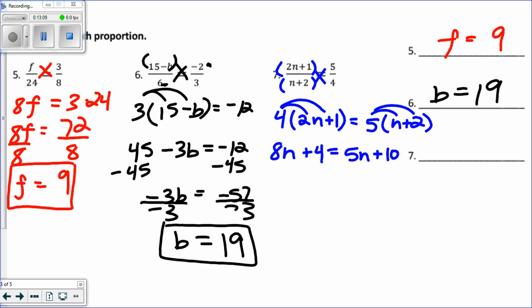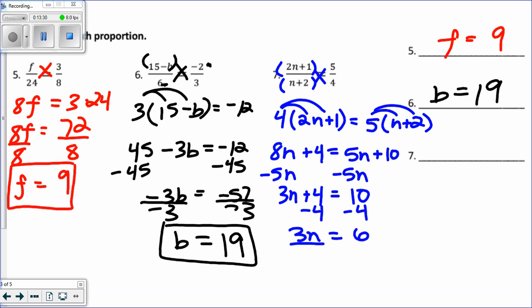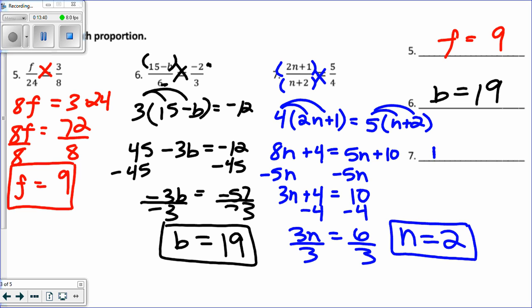I am going to subtract 5n from both sides to get all my n's on one side. So I end up with 3n plus 4 is equal to 10. I have to subtract 4 from both sides. Remember, our goal is to isolate n. So we get 3n equals 6. We divide both sides by 3 to get n alone. And we get n is equal to 2. And our final answer goes on the line. N equals 2.